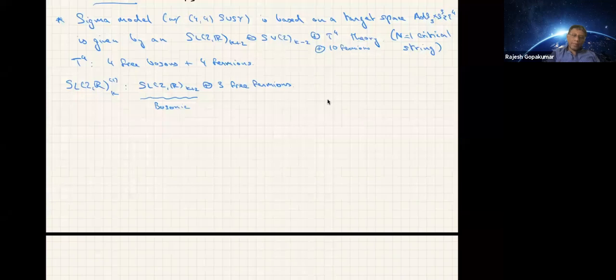Let me write the last piece as well. You have again the SU(2). Once again, you have a supersymmetric Wess-Zumino-Witten model, but this can be thought of as an ordinary Wess-Zumino-Witten model with a level shifted to k minus 2, and then again 3 free fermions. This SU(2) describes the S3 part of the compactification.